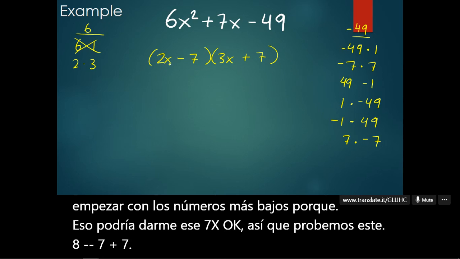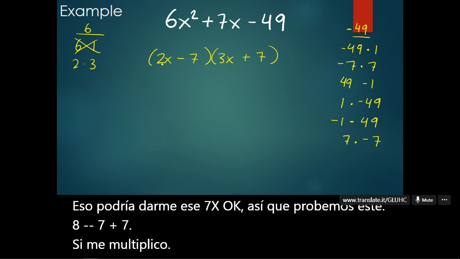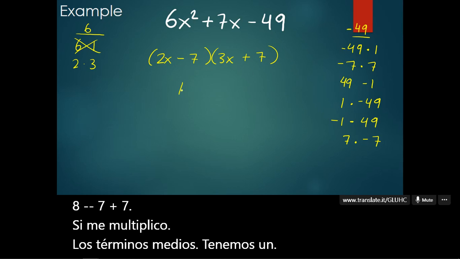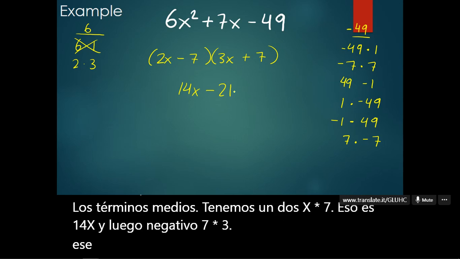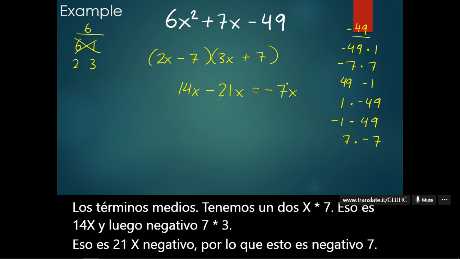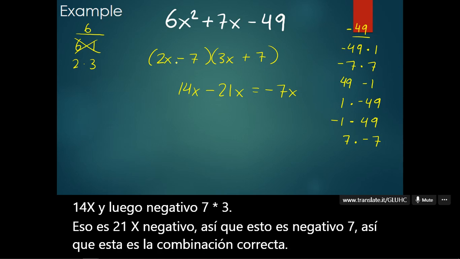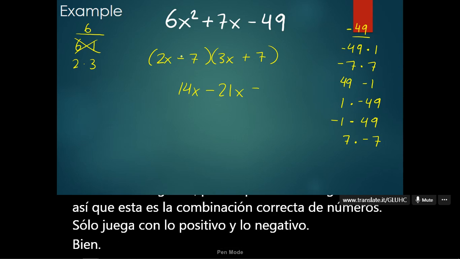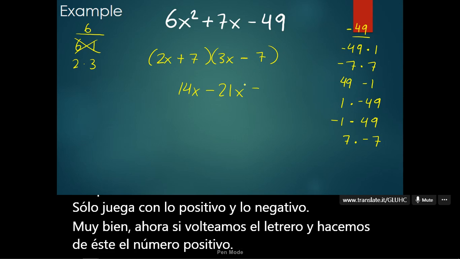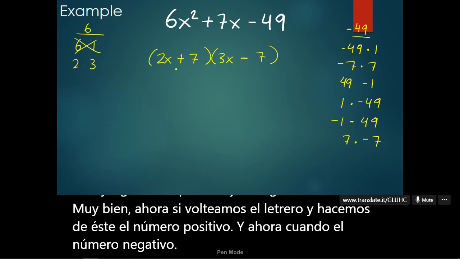If I multiply the middle terms, we have 2x times 7, that's 14x. And then negative 7 times 3, that is negative 21x. So this is negative 7x. So this is the correct combination of numbers. It's just playing around with the positives and negatives. All right, so now if we flip the sign and make this one the positive number and that one the negative number, we can reevaluate this.